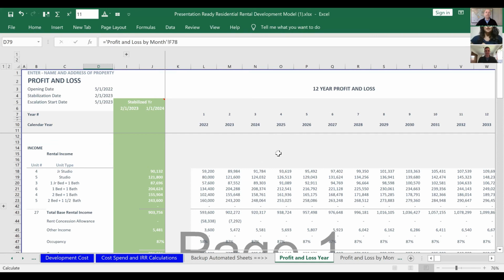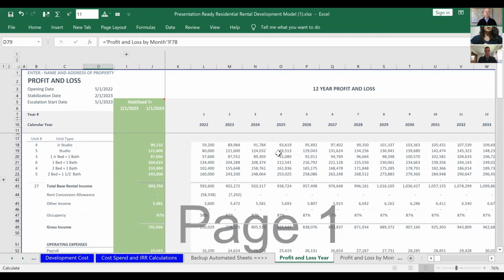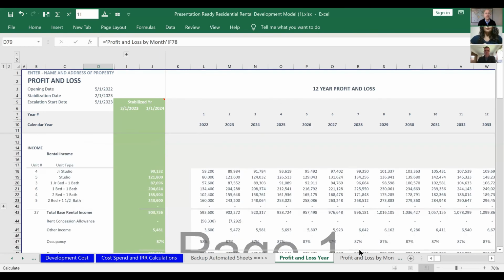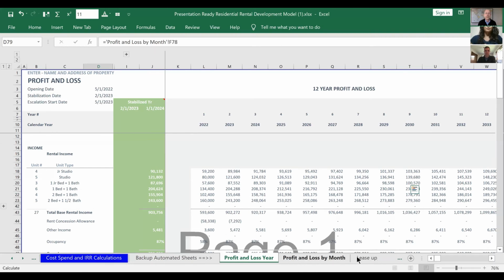And this is just a typical profit and loss statement. So P&L, pretty standard there. And then you've got the P&L broken down by month. Pretty standard stuff there. Again, customizable.